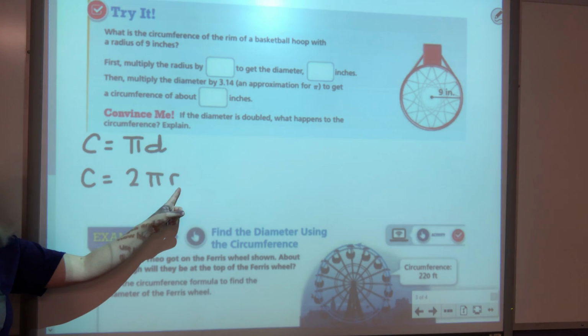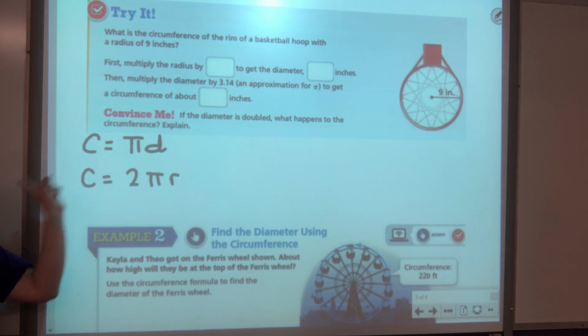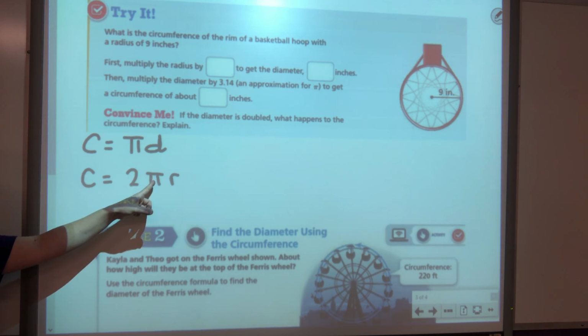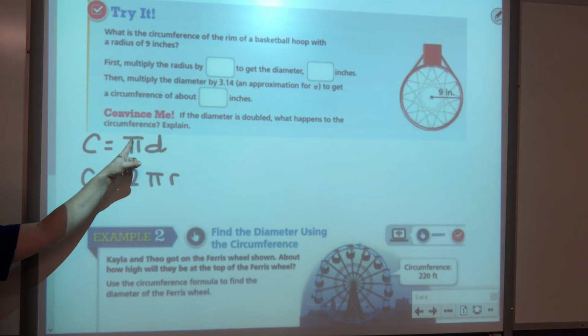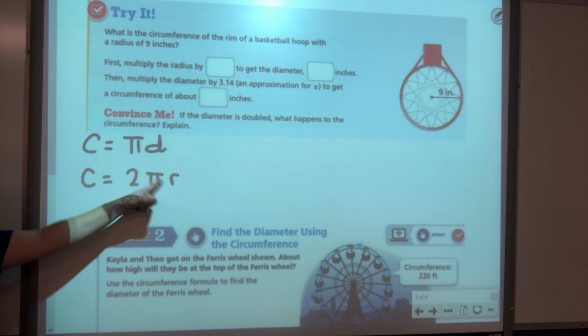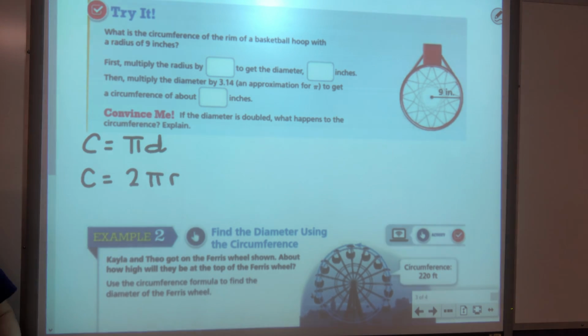So 2 radii times pi. If you have diameter, it's pi times diameter. If you have your radius, it's 2 pi r, because you need 2 radii to make one diameter. So our problem is, what's the circumference of the rim of a basketball hoop that has a radius of 9 inches?